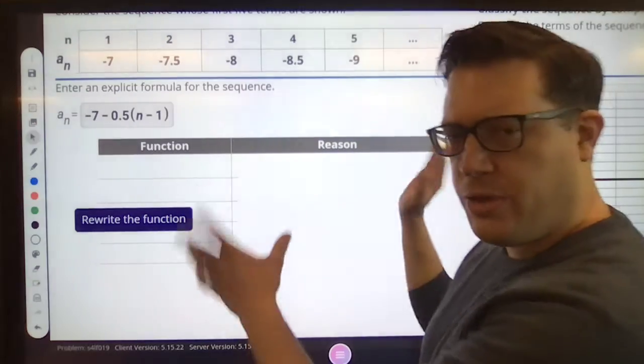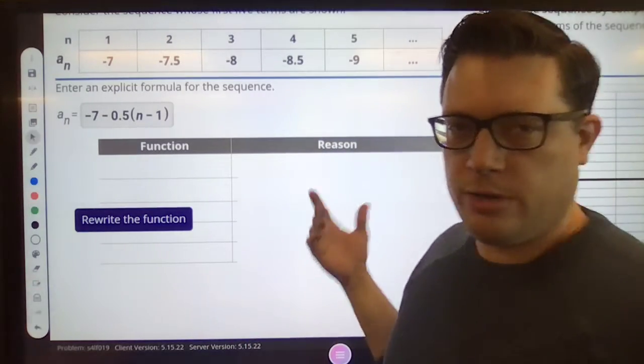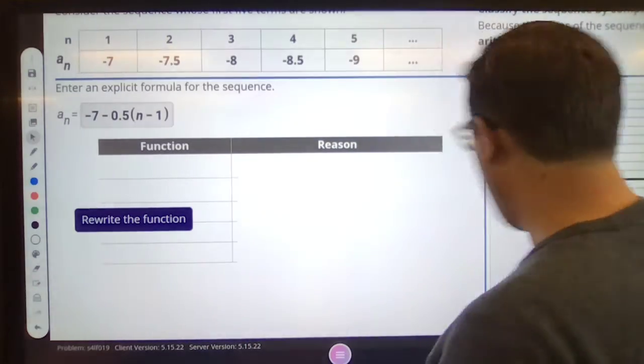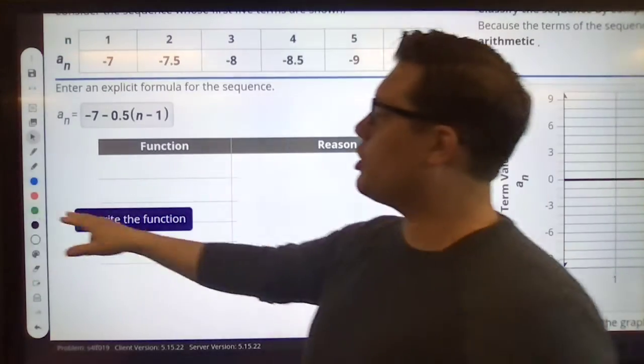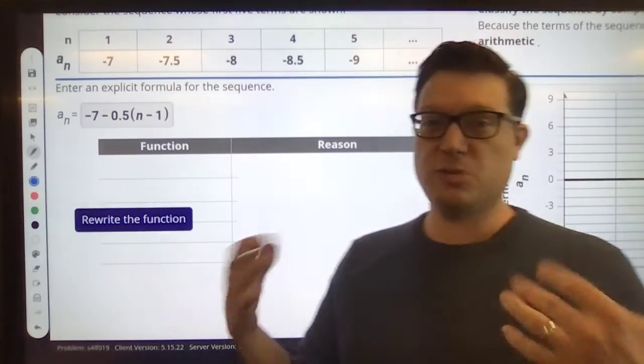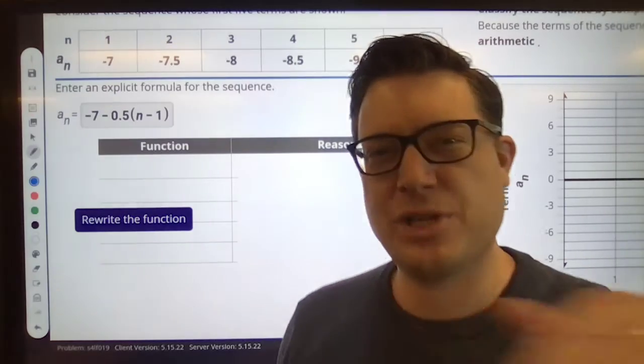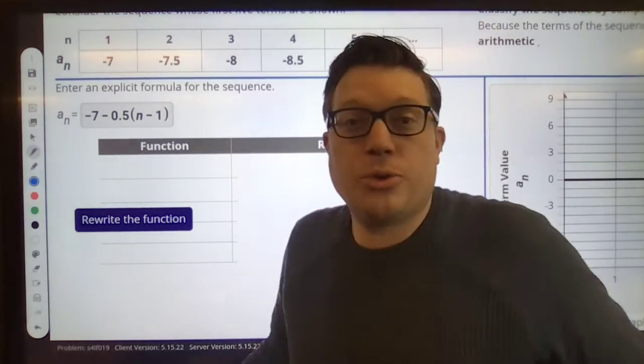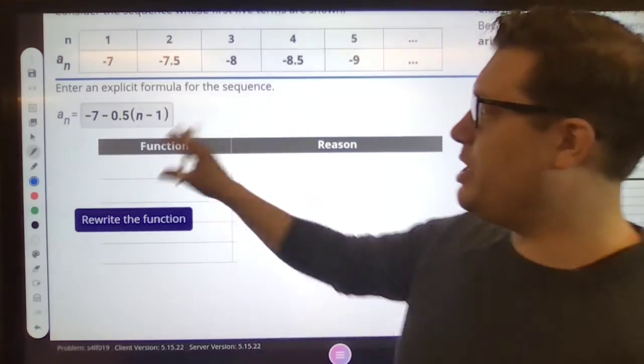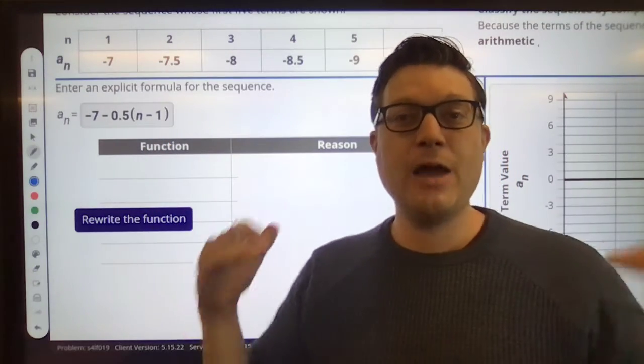And then there's something that Mathia does that I really don't, shots fired, don't really appreciate. But they do it anyway. It's focusing on how they encourage you to understand this process of rewriting the function, and then you never actually have to go through it. We're going to go through that in this video. We're going to rewrite this explicit formula as a function.